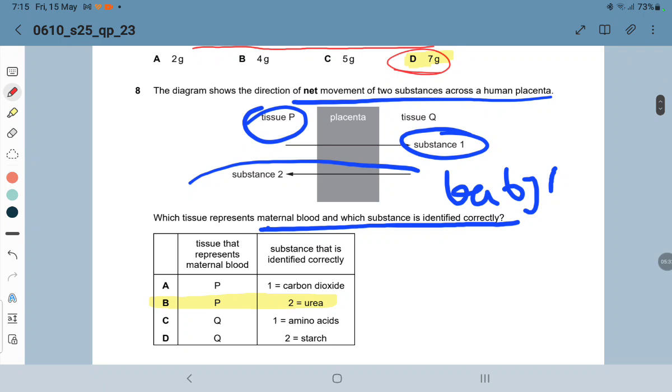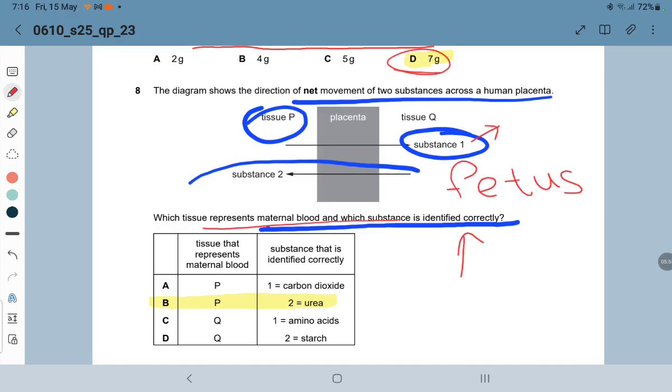Question 8. The diagram shows the direction of net movement of two substances across a human placenta. It's telling you which tissue represents maternal blood and which substance is identified correctly. To understand this question, you need to grasp the idea that the mother will deliver nutrients for the fetus, like for example sodium ions, glucose, anything that can benefit the baby to survive. And the fetus in return will give the mother the carbon dioxide, the waste products of metabolism of the fetus in the mother's womb.